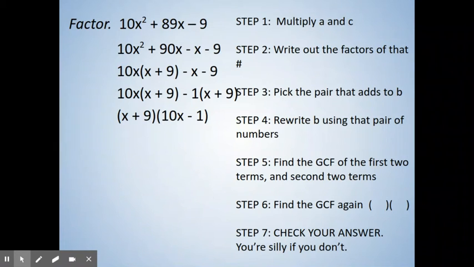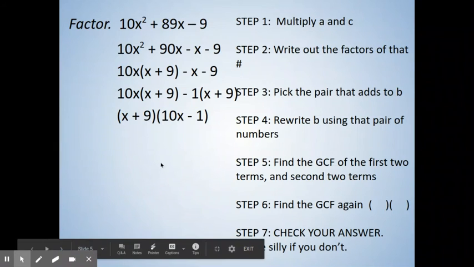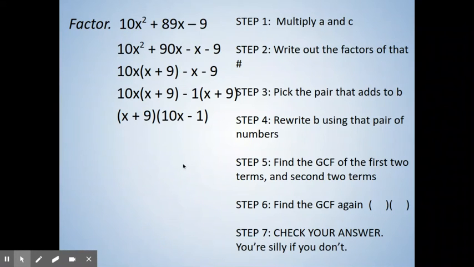Ta-da! The last step here says check your answer, especially for these ones with coefficients where there's more steps than we're used to seeing. You definitely want to check. And we check the same way we've checked all of these factoring problems by multiplying this out and making sure it gives us this.